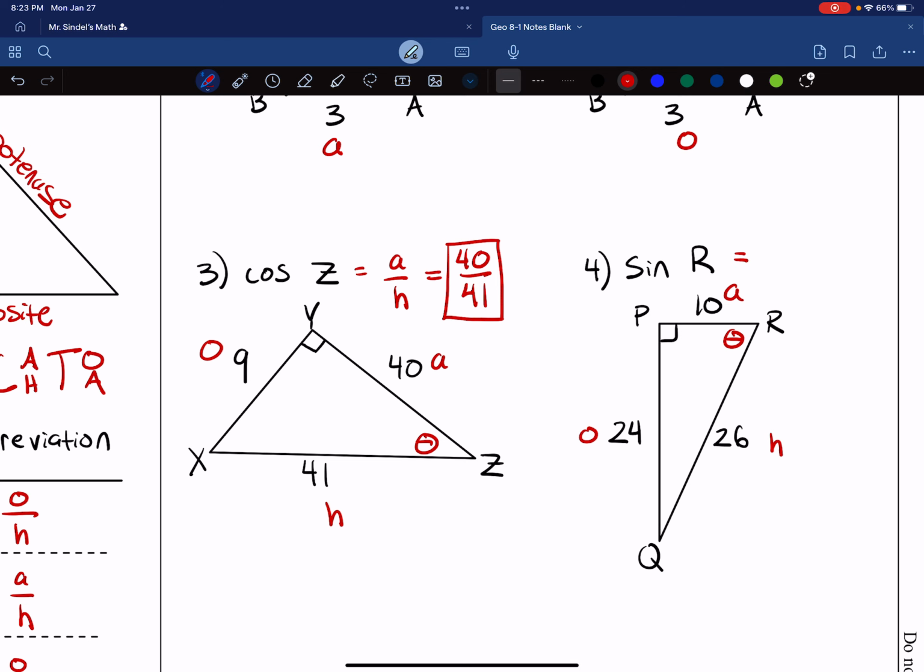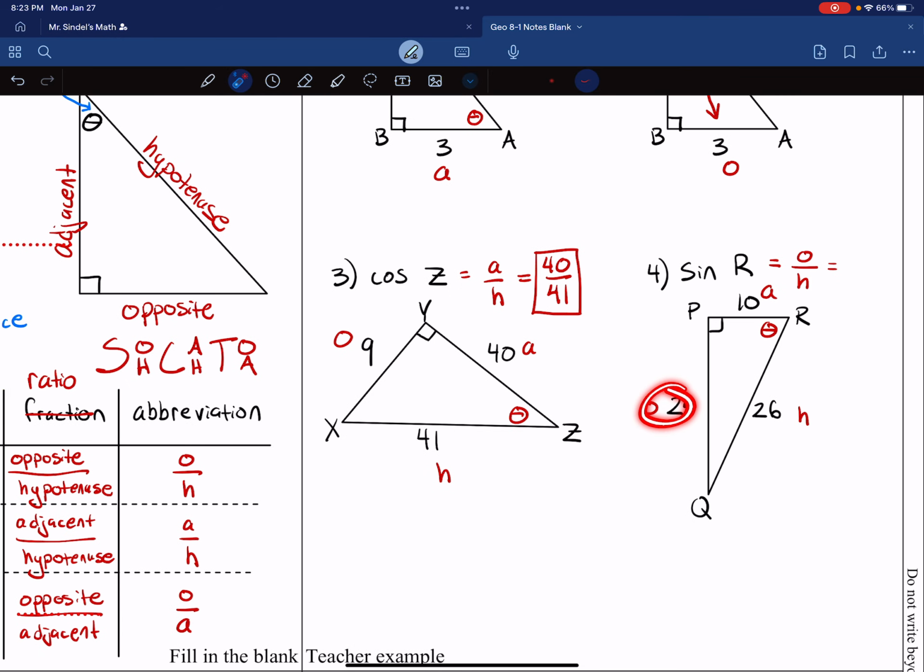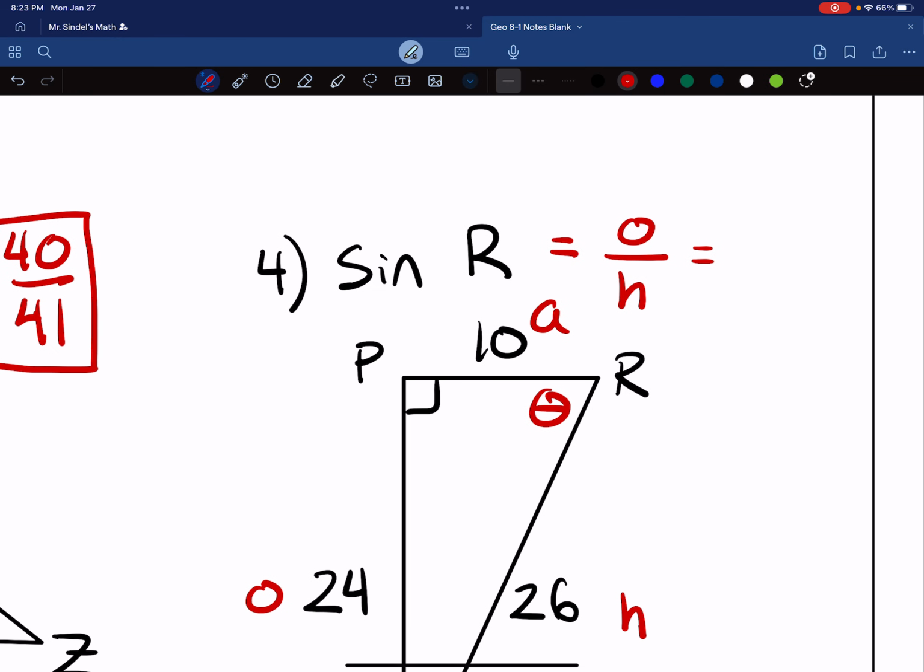What is sine? Sine, using my SOHCAHTOA, sine is the opposite over the hypotenuse. So over here, I'm going to write opposite divided by hypotenuse. Okay, the opposite in this case is 24, the hypotenuse is 26, so this is going to be equal to 24 over 26. And this is not reduced. I can divide both the numerator and denominator by 2, and that turns it into 12 over 13. And 12 and 13 are coprime, meaning we are done, and we can box our final answer.